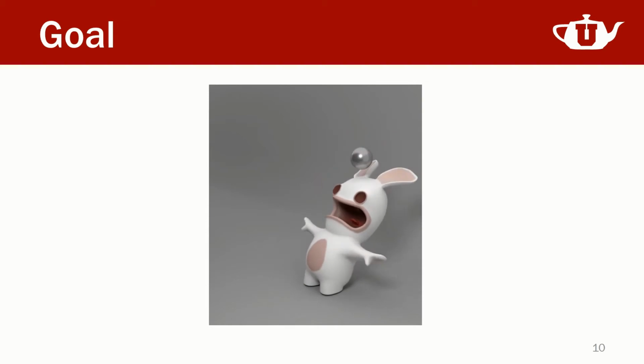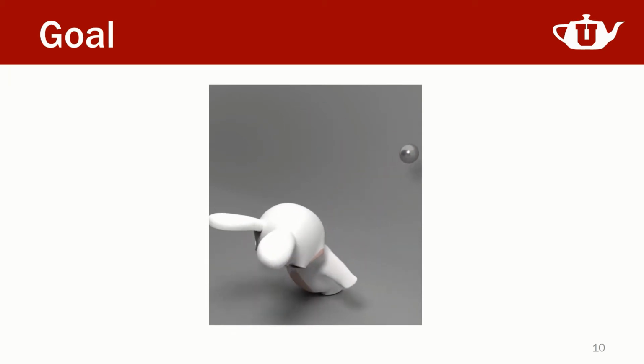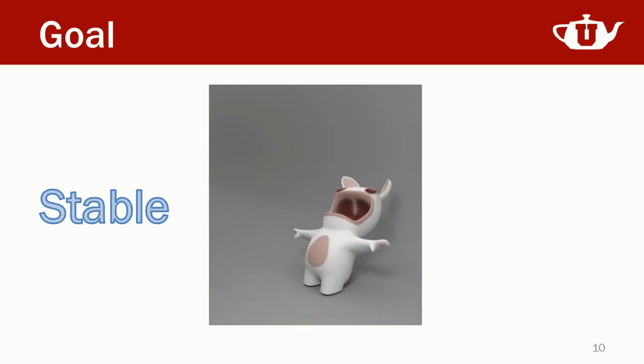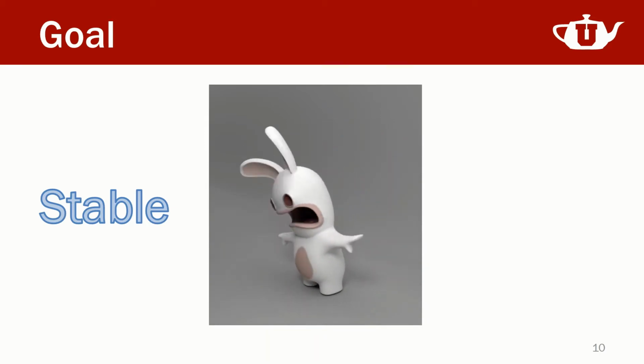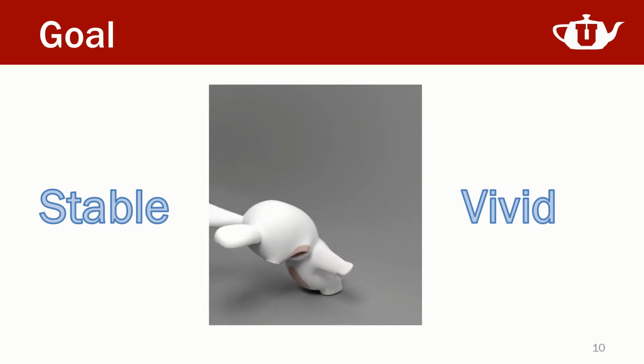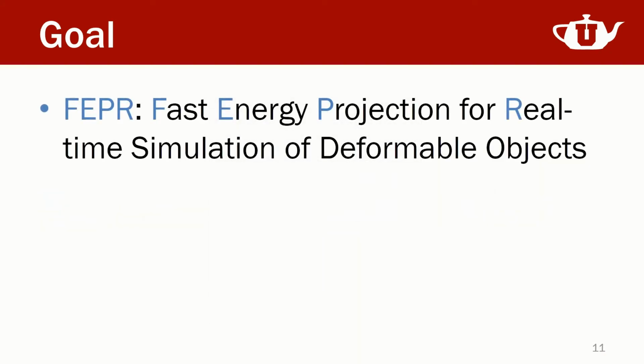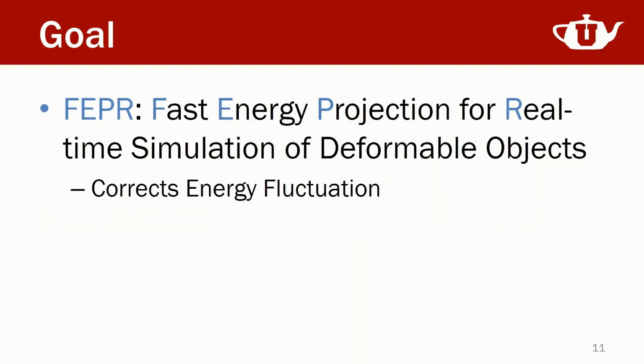Our goal was to cancel the energy fluctuation in the system so that the animation is stable under huge impulsive forces, like being hit by a bullet, and the character can stay vivid afterwards. We propose FEPR, which not only corrects the energy fluctuation, but is also flexible, so it can be combined with a variety of time integrators, and lightweight, so it can be applied even to real-time integrators.